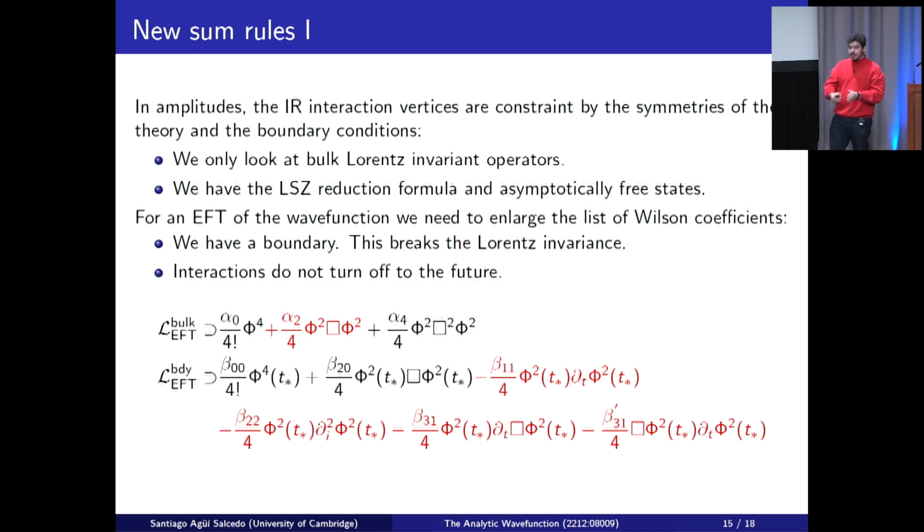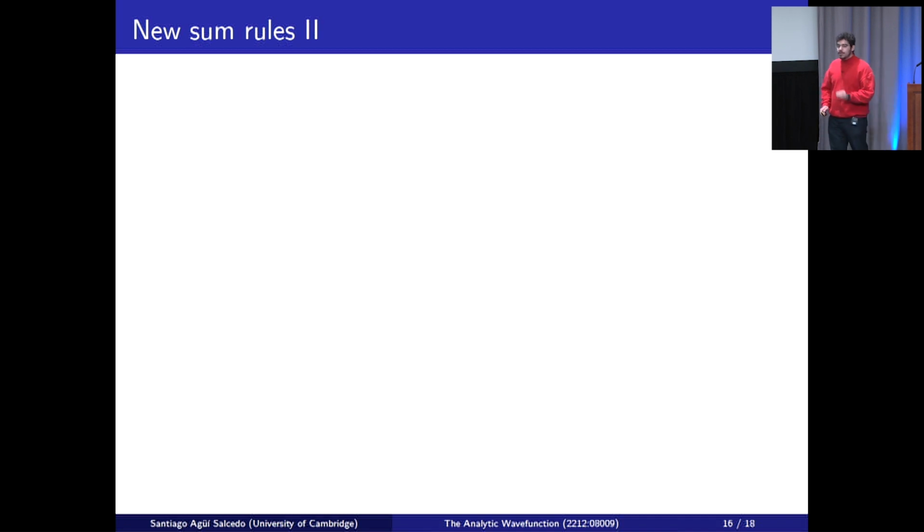Which means that you need to enlarge the list of interactions that you're going to allow. For example, this one does not appear in amplitudes, but you need it there. And these are the ones in the bulk. And then this monster is the thing that you need to add because you have a boundary. If you didn't have a boundary, you just need to add one more number. Now that you have a boundary, you have to add all these numbers. But we can still do the same thing.